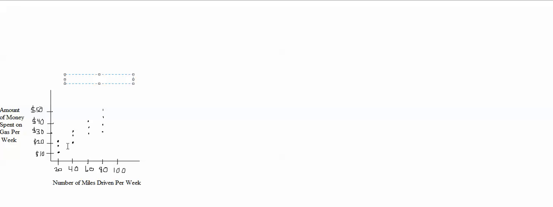So we would say that this data right here is showing a positive correlation between these 2 variables. In other words, it's showing a positive correlation between number of miles driven per week and amount of money spent on gas per week.